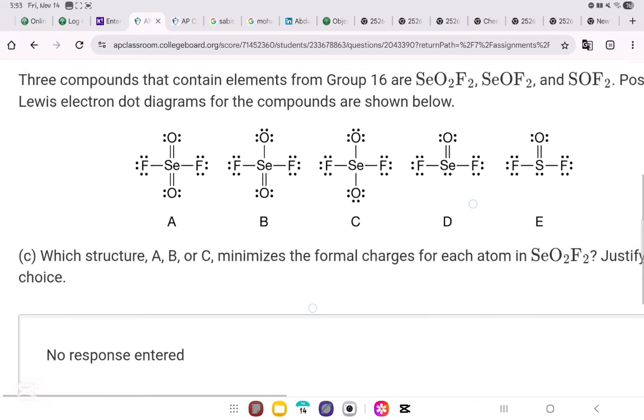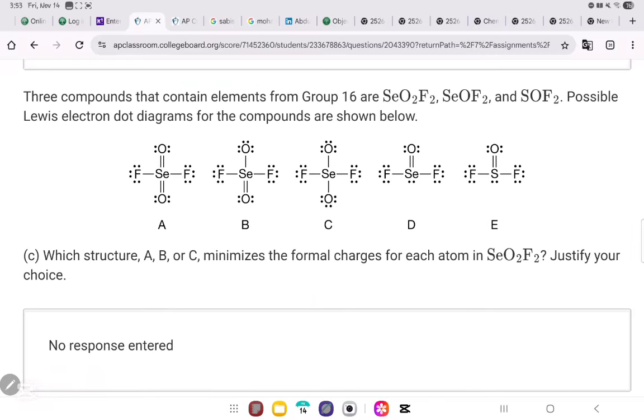Now, first of all, you have to see the formal charges in each and every one of them. What do they want? They want SeO2F2. So directly we can cancel out this one. Now we need to play an important trick, which is we take the group number of the central atom, Se, which is group 6, and we subtract from it the surrounding electrons, right?